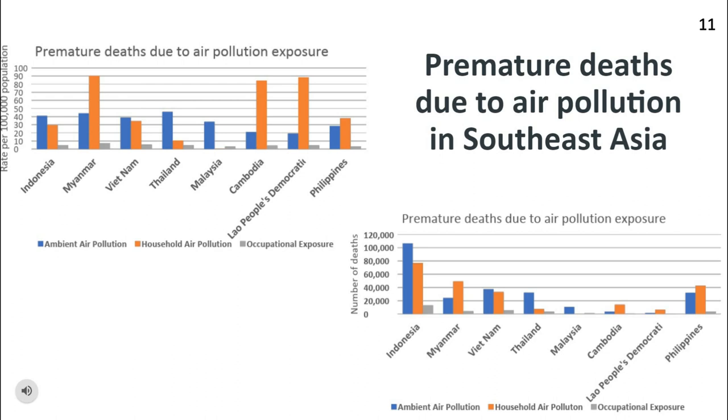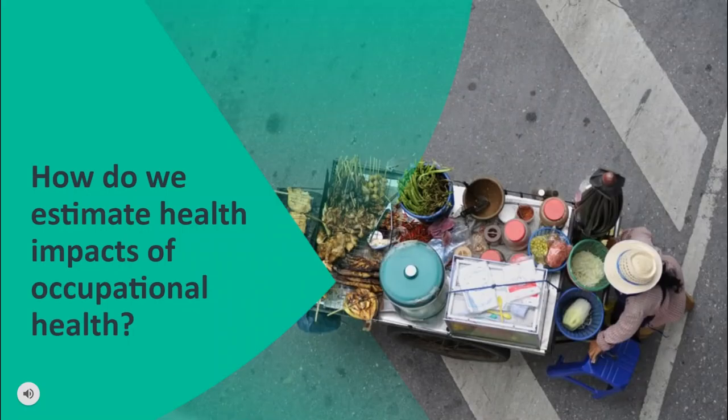The GBD study only quantifies the increased risk of cardiovascular disease due to exposure from this source, whereas for exposure to ambient and household air pollution, there's an increased risk of stroke, diabetes, respiratory infection, and lung cancer. The methodology and data requirements for estimating the health impacts of air pollution exposure are detailed in the following section.